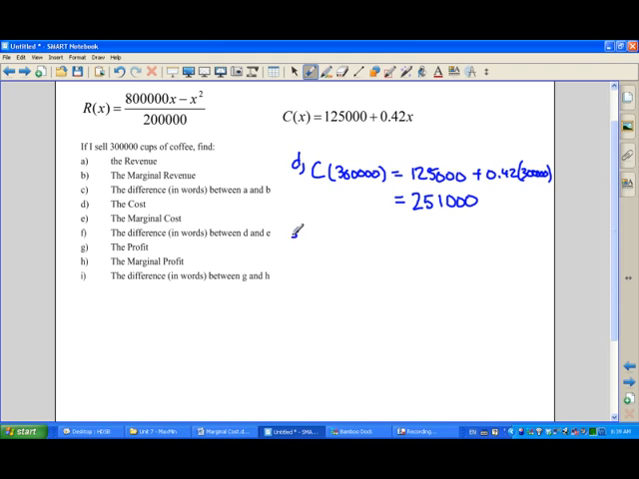Part E is asking us to find the marginal cost. So we're finding C prime of x. So we take the derivative of cost, and my derivative of cost is constant. So when I find the marginal cost at 300,000 units, it's still 0.42 or 42 cents.